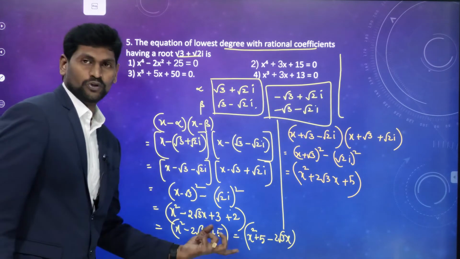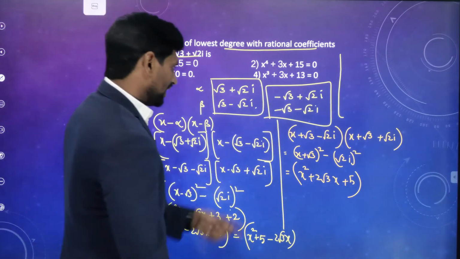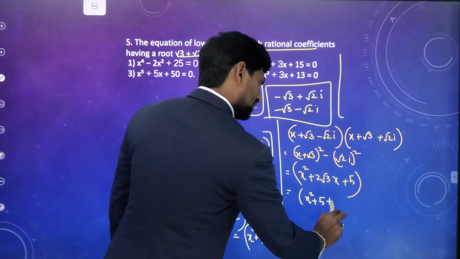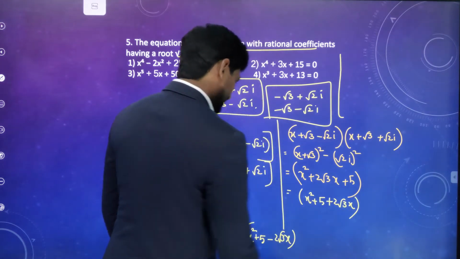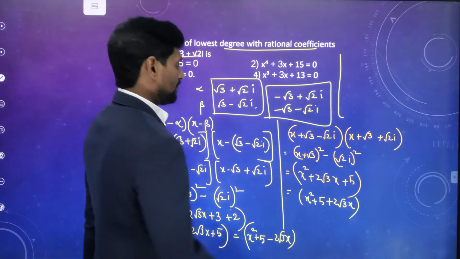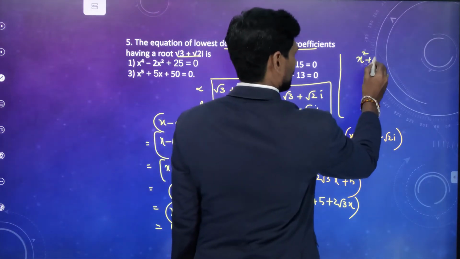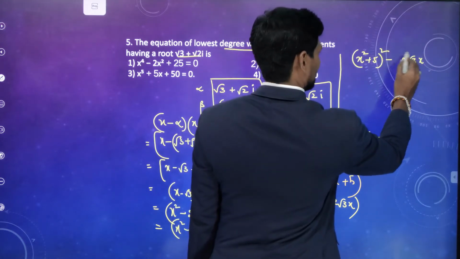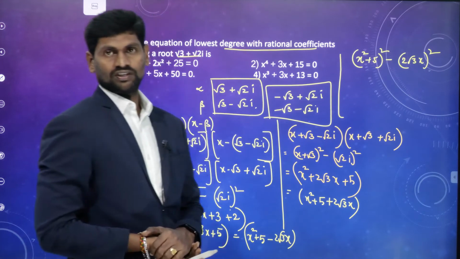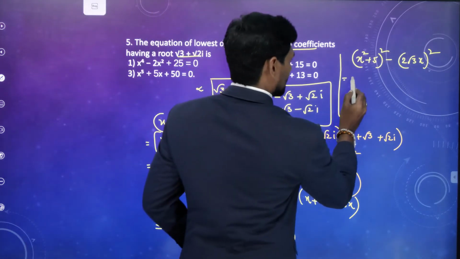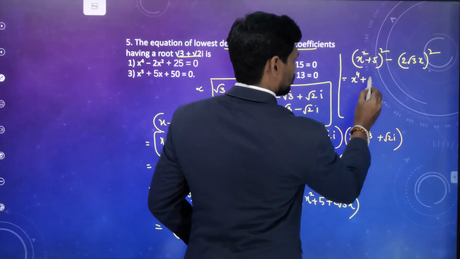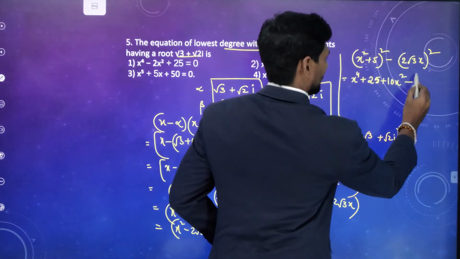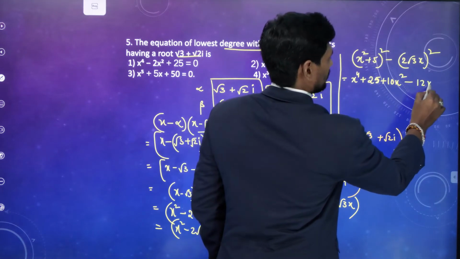I am just interchanging the position of second and third term. Now let us find here, that is x square plus 5 plus 2 root 3x. Now again a plus b into a minus b, here a square minus b square. A square minus 2 root 3x whole square. A square minus b square. So apply here a plus b whole square formula, a square plus 2ab plus b square, minus 4 into 3 is 12x square.